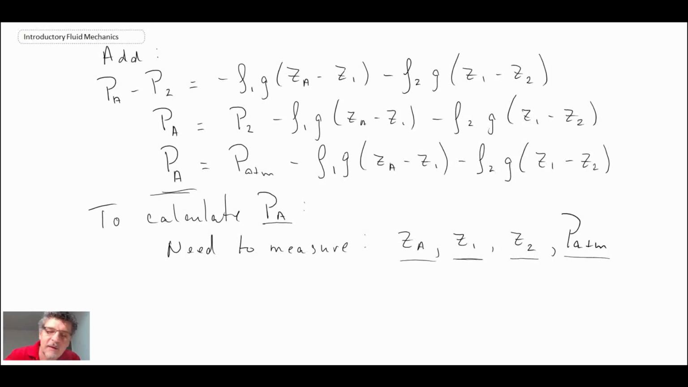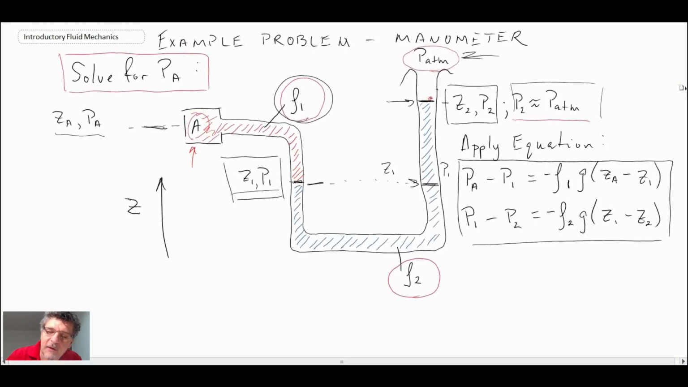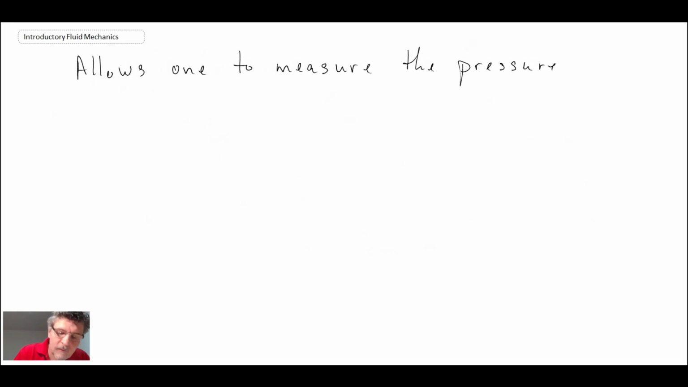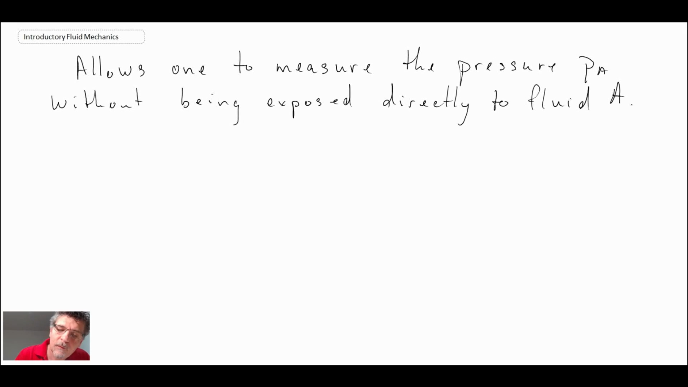And so what this example demonstrates is the ability to measure pressure at a location that is not necessarily exposed directly to the fluid within A. So you might have a case where you have a fluid that you don't want to measure or expose to atmospheric. You could have a case like this where you then measure that. So you have a two-fluid manometer. It allows us to measure PA without being directly exposed to fluid A. That would be one advantage of it.